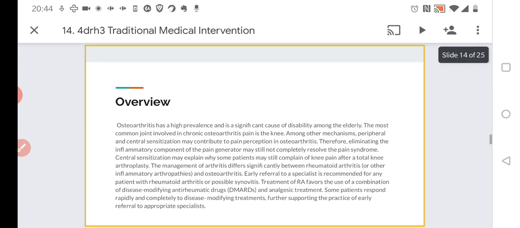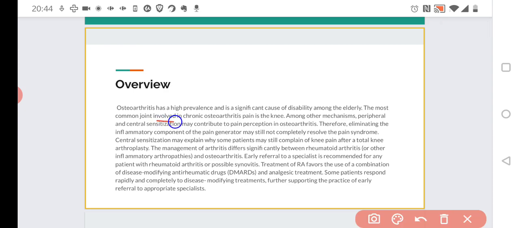So the most common joint involved in chronic osteoarthritis is the knee. So knees may be very painful in these conditions. Among other mechanisms, peripheral and central sensitization contribute to pain perception in osteoarthritis. So one thing is how the cartilage is destroyed and how big the problems it may lead to. And the other thing is the perception. Therefore, eliminating the inflammatory component of pain generator may still not completely resolve the pain syndrome. Central sensitization may explain why some patients may still complain of knee pain after a total knee arthroplasty.